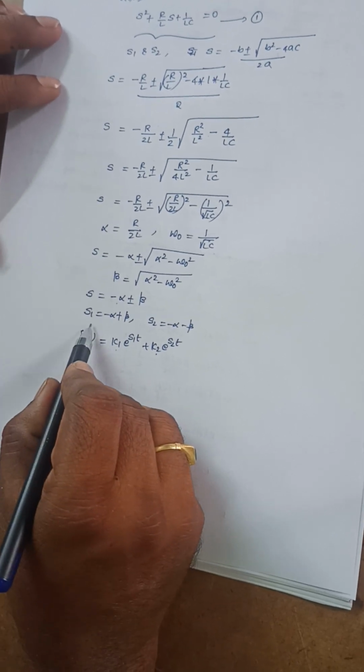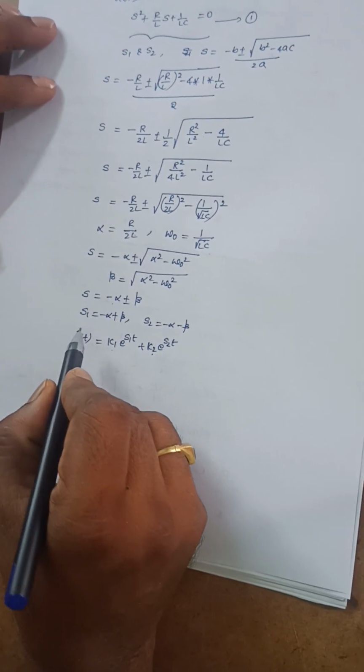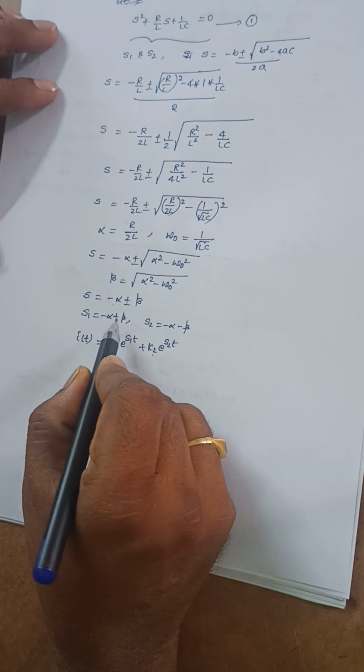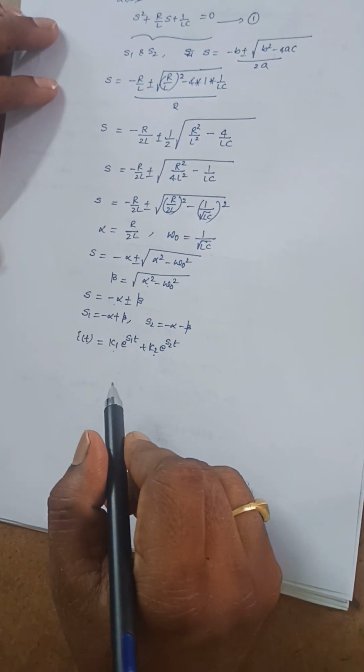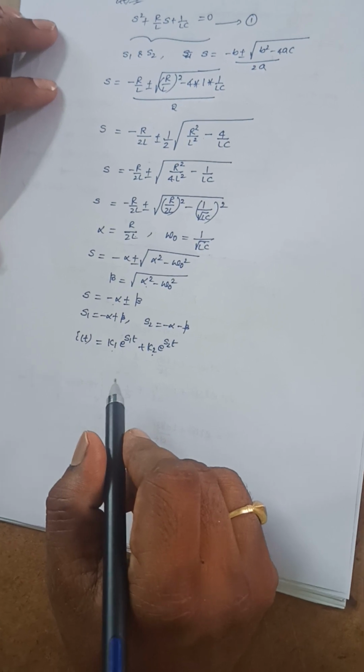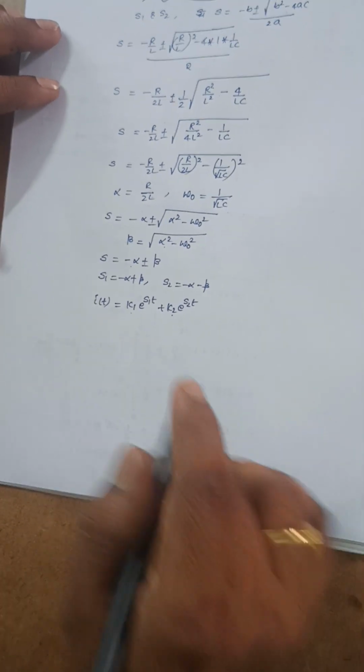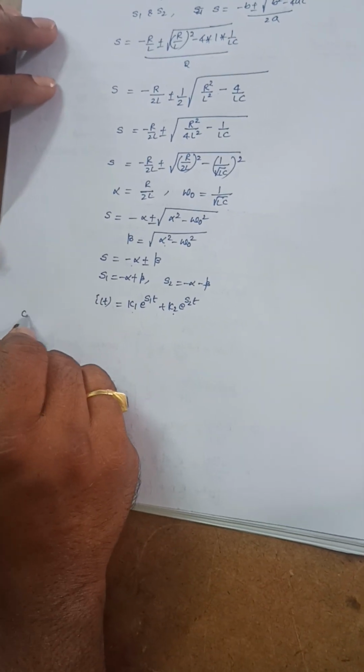And also you see here, depending upon the values of alpha and omega, we will get three cases here. Those three cases are, let me explain. Case number 1.